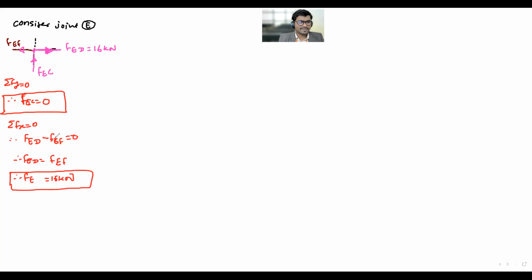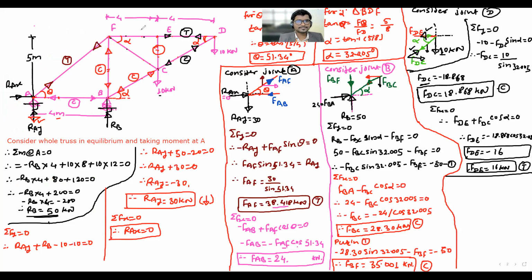Okay, this FEF is 16 positive, transfer the direction. EF is away from the joint, so it will be away from the joint. Compressive or tensile? Tensile. Now force in which member remains?